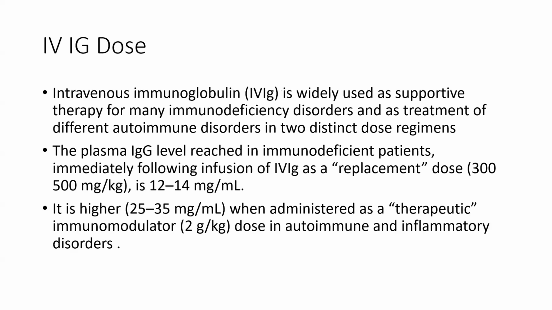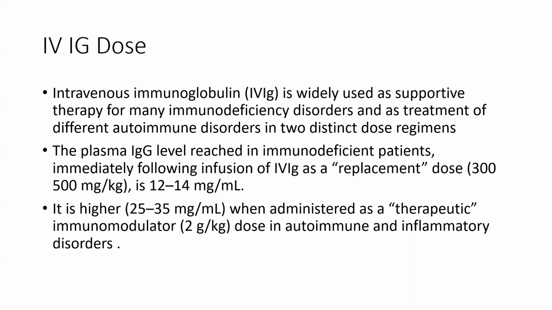Now about the IVIG dose. Intravenous immunoglobulin is widely used as supportive therapy for many immunodeficiency disorders and as a treatment of different autoimmune disorders, in two distinct dose regimens. The plasma IgG level reached in immunodeficient patients immediately following infusion of IVIG as a replacement dose, that is 300 to 500 mg per kg, is 12 to 14 mg per mL. It is higher when administered as a therapeutic immunomodulatory dose in autoimmune and inflammatory disorders.